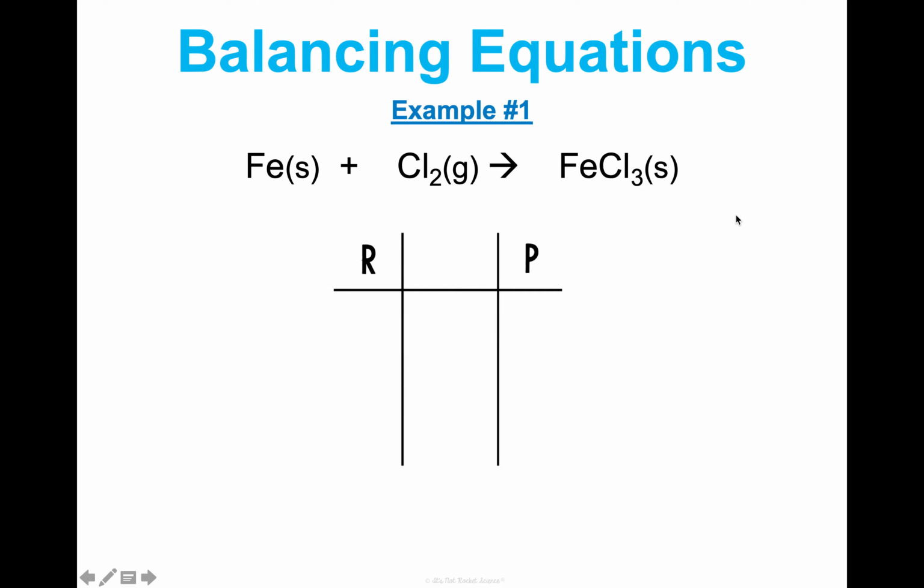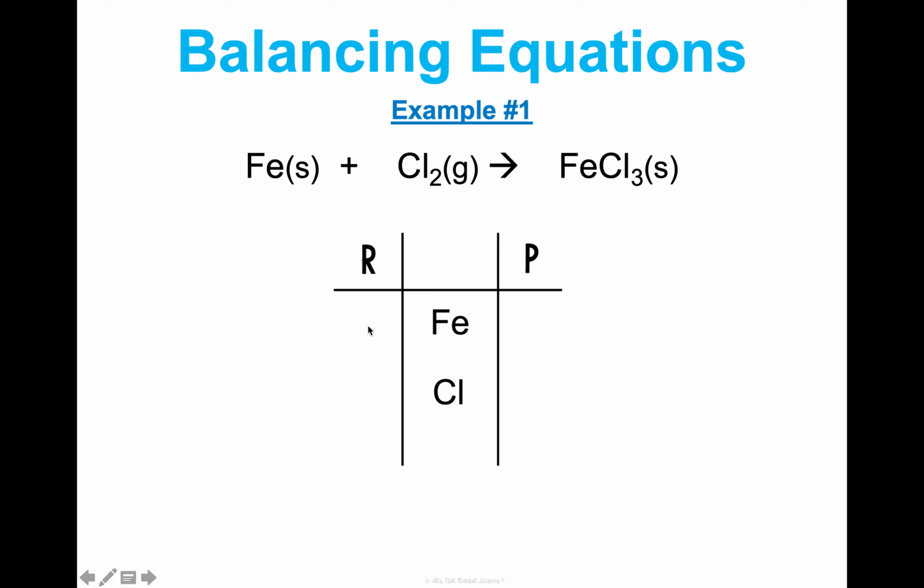Now we're going to make our little chart, okay? This is how I do my little chart. Reactants and products with room in the middle. In the middle, I list all of the different atoms. So look to the left side of the arrow. What is in this equation? We've got iron and we've got chlorine. Okay, look on the right side. We've got iron and we've got chlorine. There should be the same atoms on both sides.